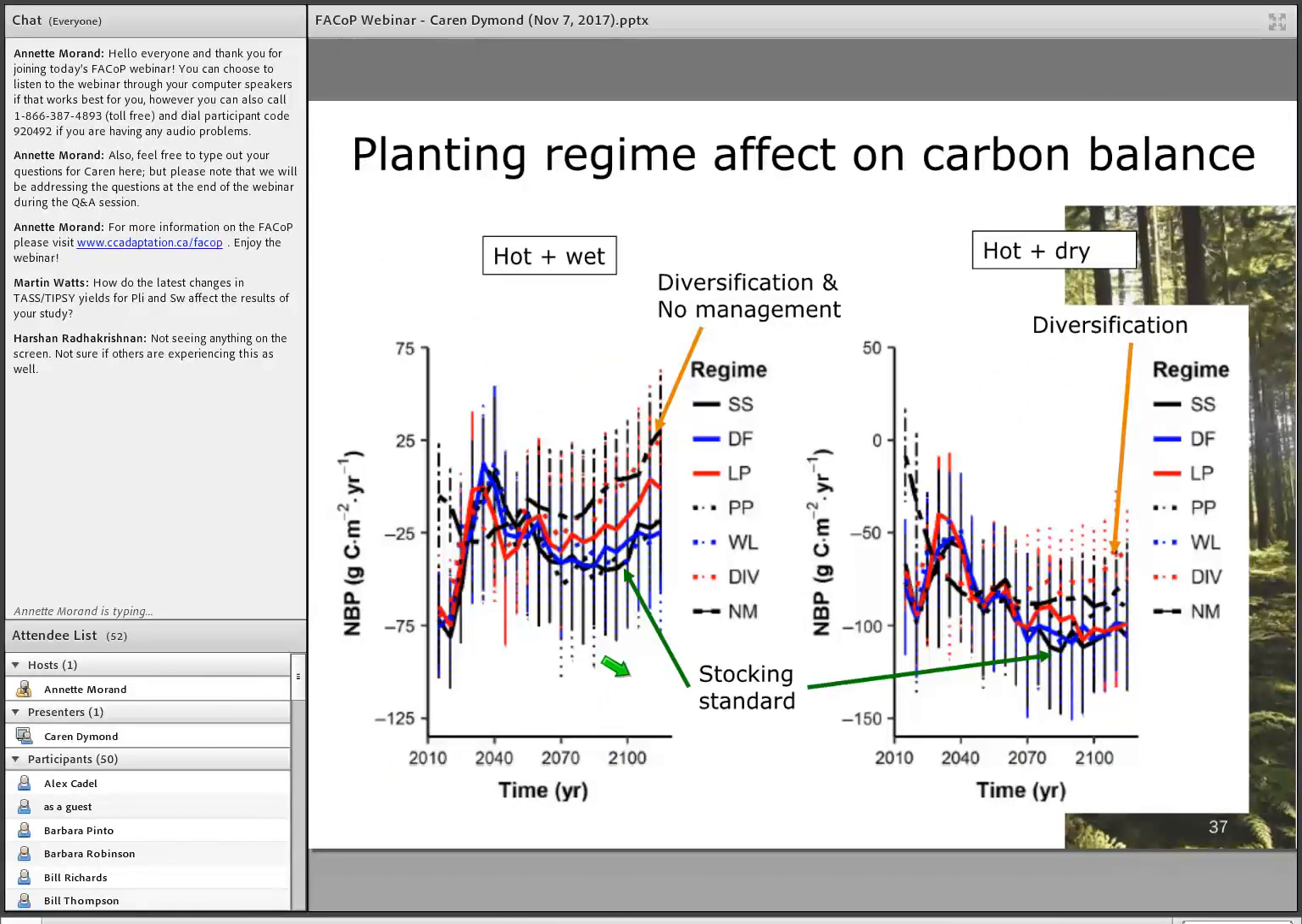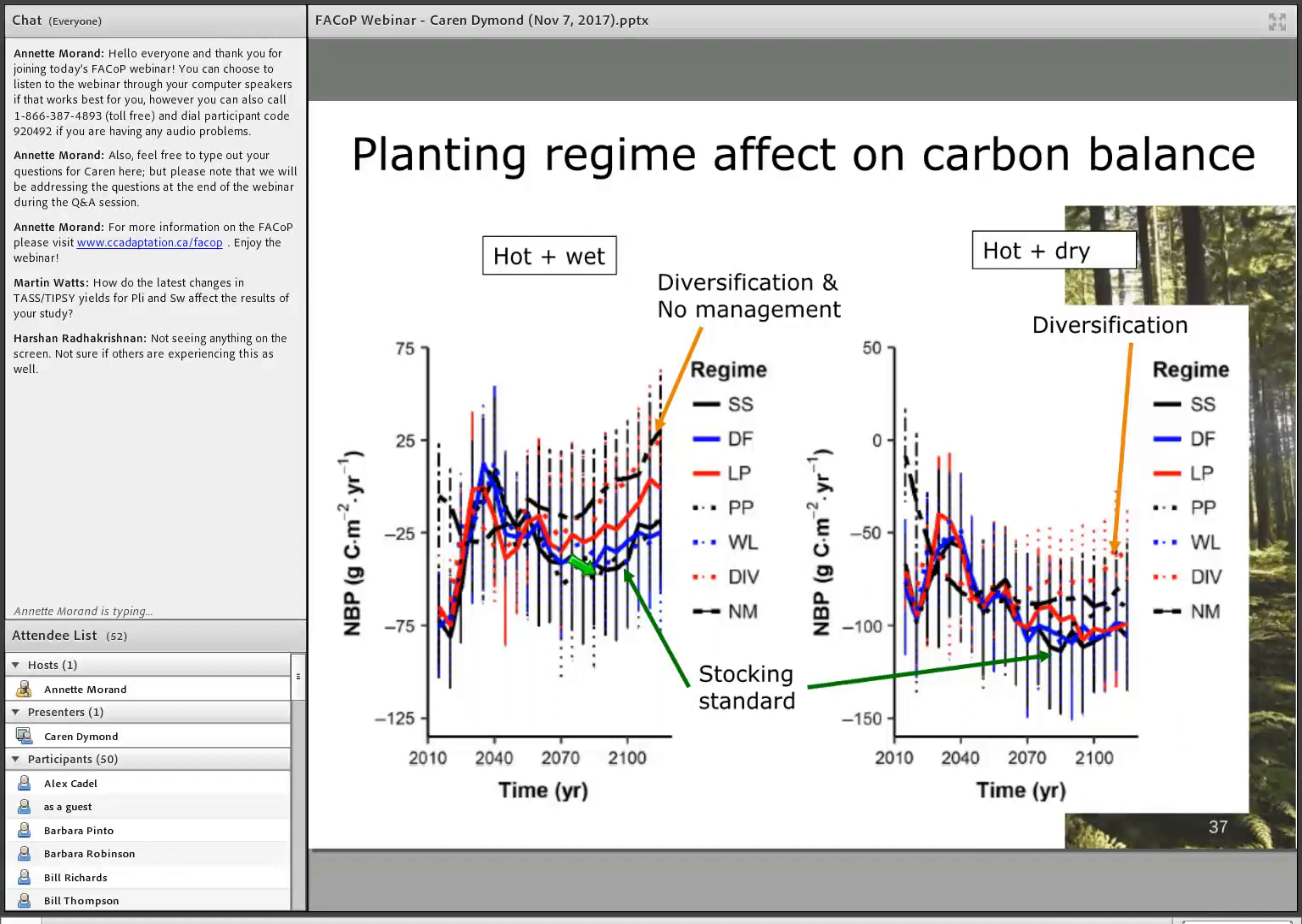If we look at carbon balance, these graphs are kind of hard to read, so I've just focused on 2 climate scenarios, the hotter and wetter and hotter and drier. The carbon balance for the diversification or no management regimes are here, and they are around 0 or small carbon sinks, whereas the stocking standard under the hotter and wetter is a carbon source.